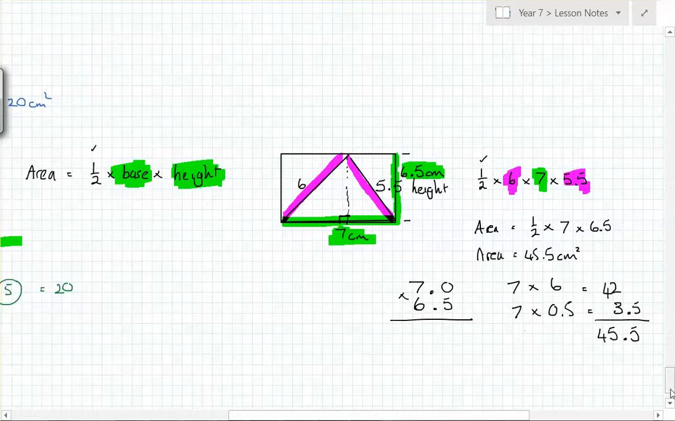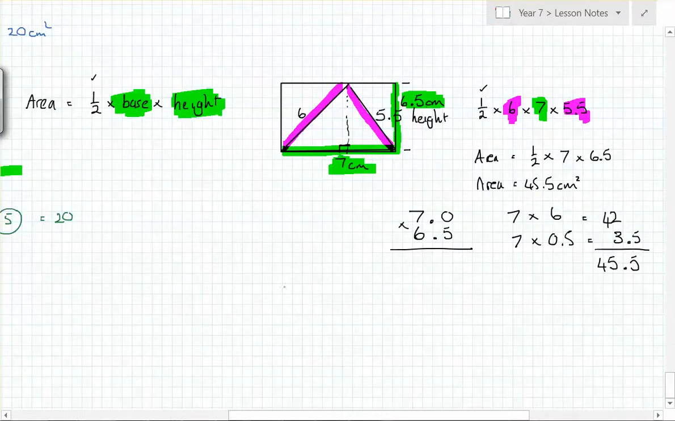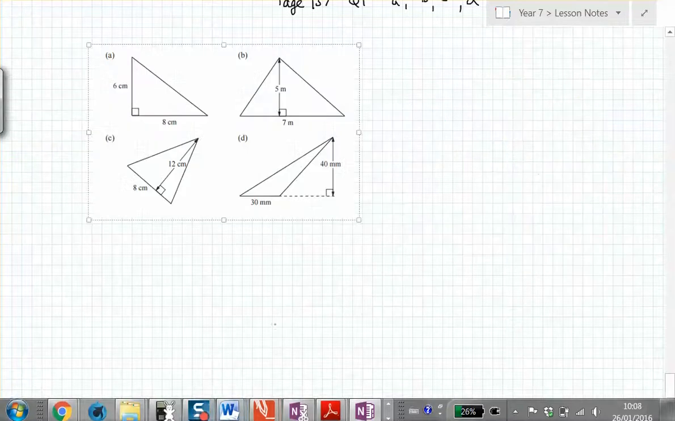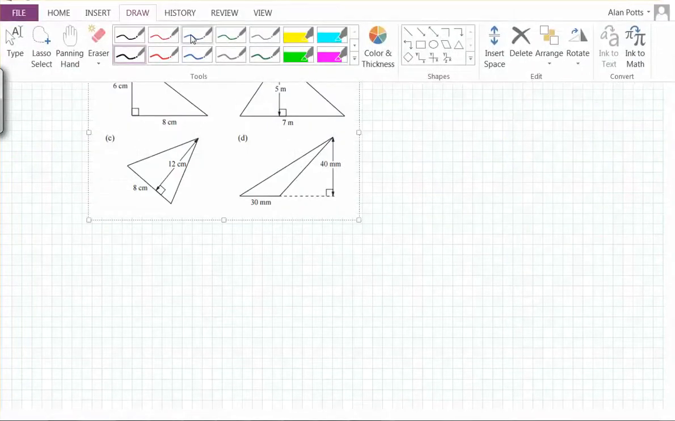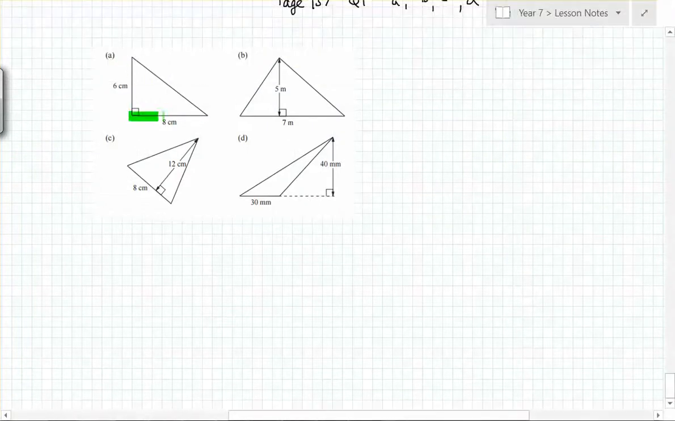Alright? So, can I get you then on page 137? Question 1, A, B, C and D. Alright? You do those. The height is 6 centimeters. Yeah, good. So for A, we've got the base, and we can see from the perpendicular we have the height. I know it's just towards the end of the lesson, so let's not make the calculations now. We'll do it later.